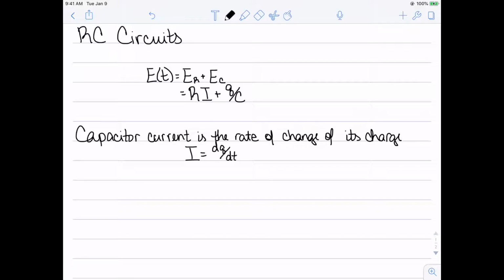For these, we need an additional piece of information: the capacitor current is the rate of change of its charge. So i is equal to dq/dt. Substituting this in gives us that R times dq/dt plus Q over C is equal to E. So let's look at an example for this.